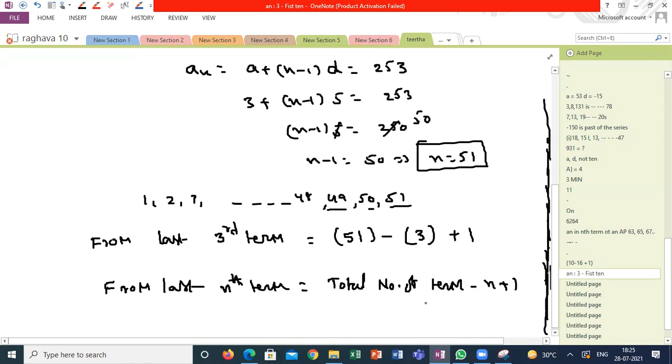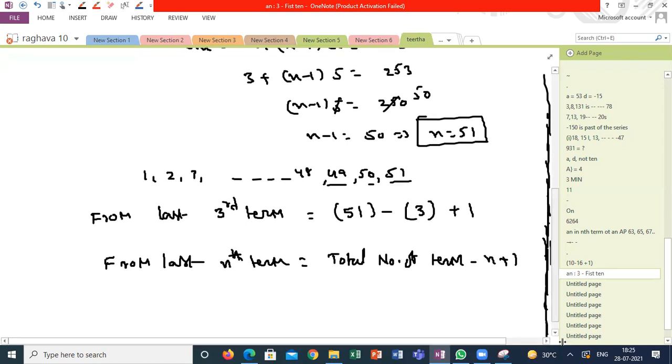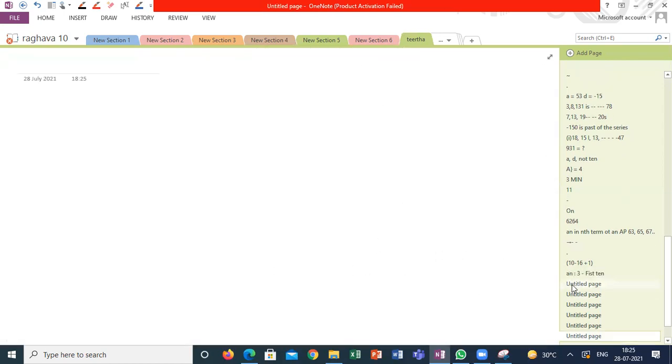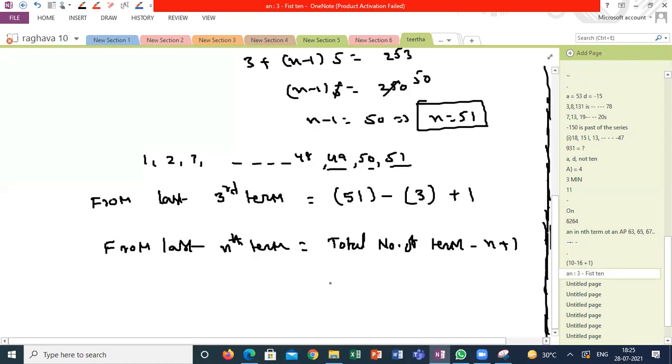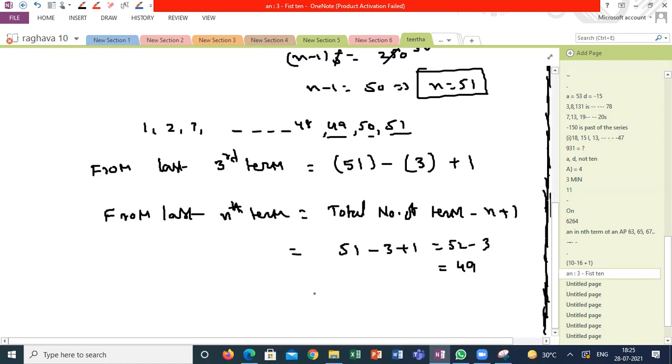Is it clear? What formula you have to keep in mind? So from here, from last third term means total number of terms is 51, minus third plus 1, that is 52 minus 3, that is 49. So calculate the A49 using the above data. A49 is equal to A plus 48D. What is the A value? 3. 48 into 5.